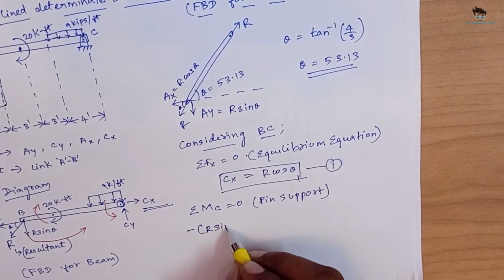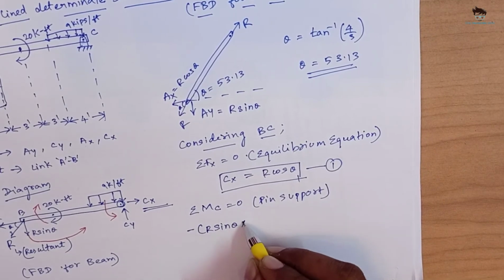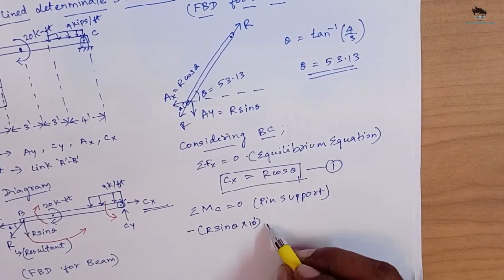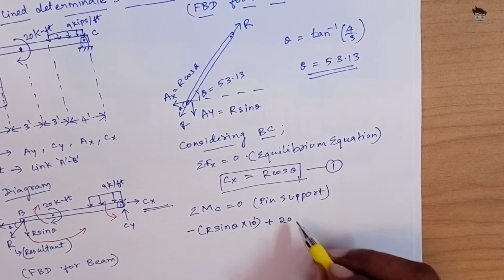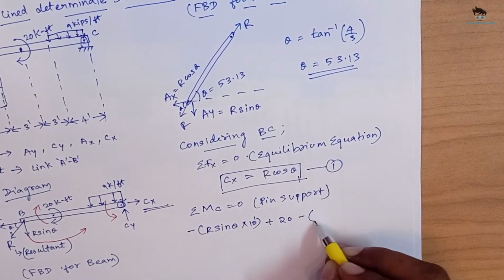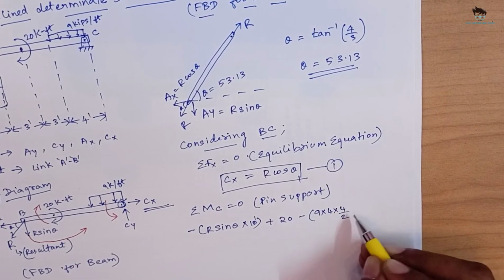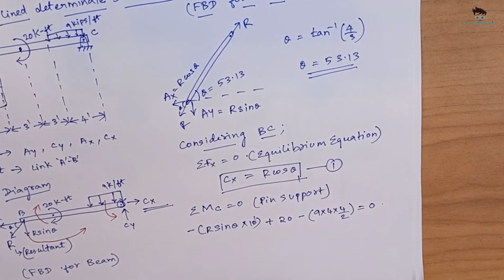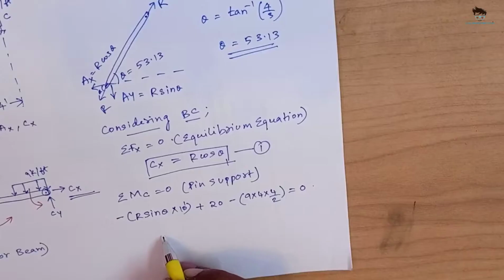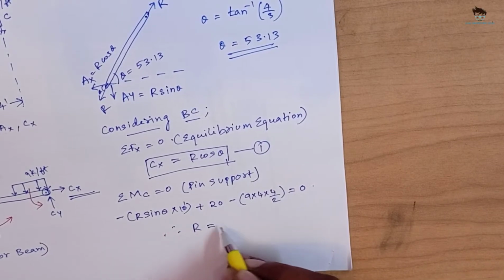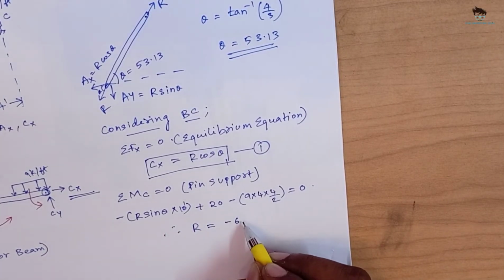We will be getting, minus R sine theta times 10 feet plus 20 minus 9 times 4 by 2 is equal to 0. On simplifying the equation, we will get the resultant force on the link R is equal to minus 6.5 kips.